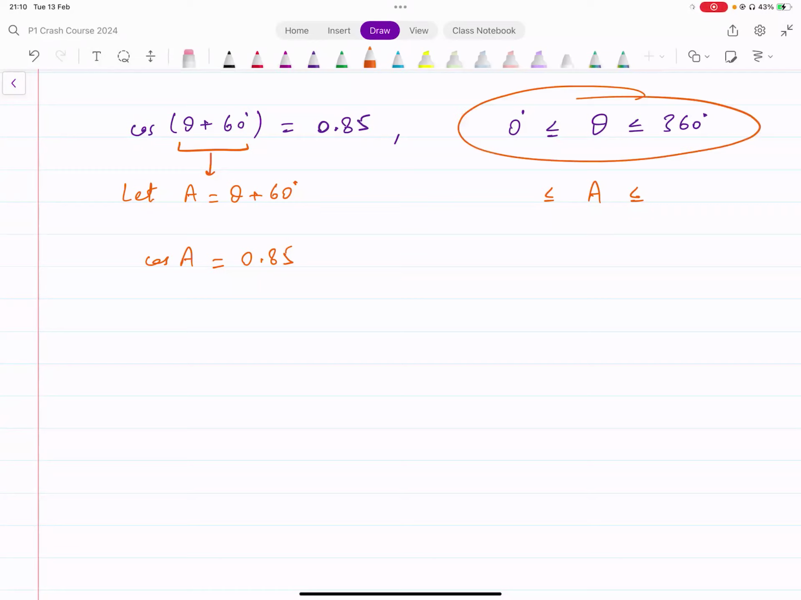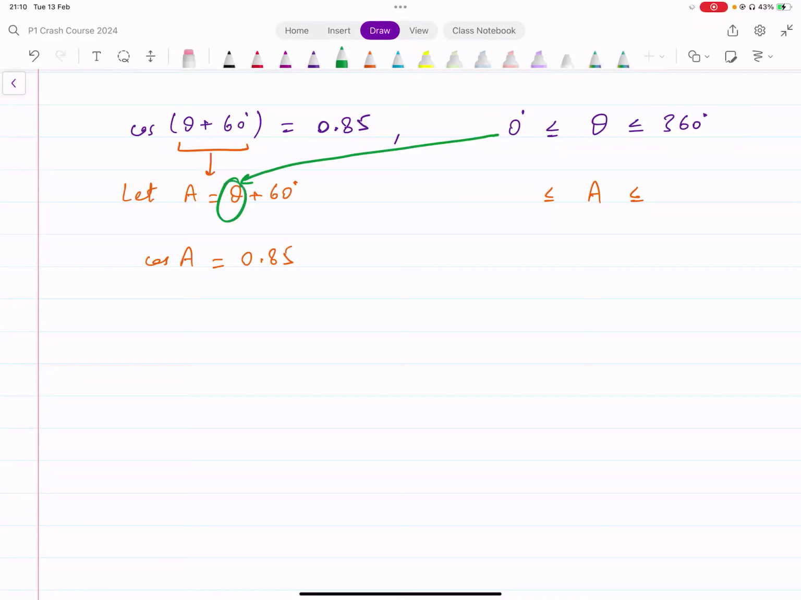Interval for theta is from 0 to 360. What about the interval for A? How can we think about this? We can say, okay, theta is from 0 to 360. If theta is 0, input 0 here in place of theta. If theta is 0, what value of A do we get? A equals 0 plus 60, that's 60. So we say 0 corresponds to 60 degrees. So the lower limit of A, therefore, is supposed to be 60 degrees.